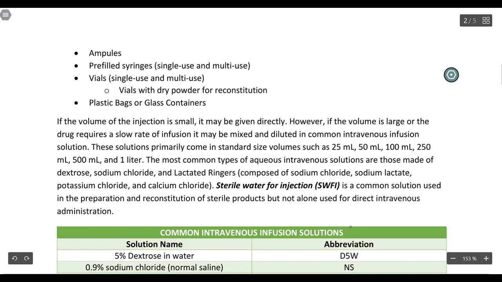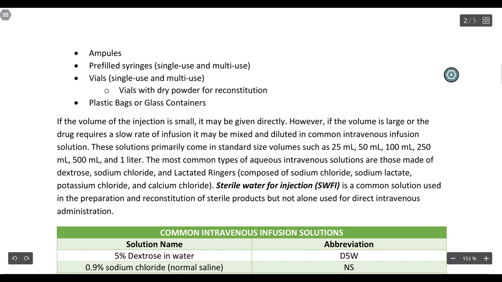Those base solutions are typically three things that are the most common. There's dextrose, which is sugar and water. There's sodium chloride, which is salt and water. And another one you may see is lactated ringers, which is a mixture of certain salts and is buffered a little bit. The dextrose, the sodium chloride, and lactated ringers usually come in standard size bags, anywhere from 25 mL all the way up to a 1 liter bag.